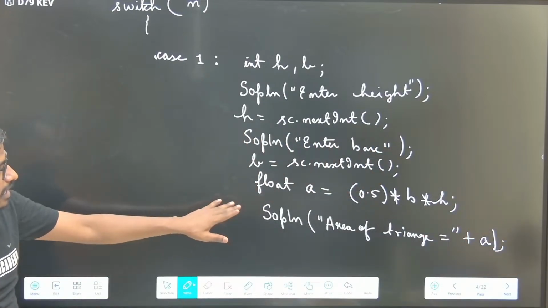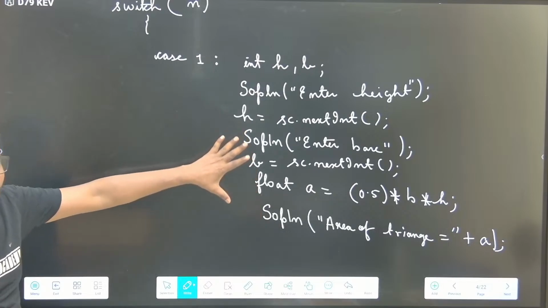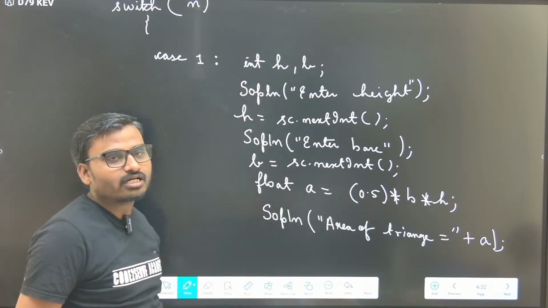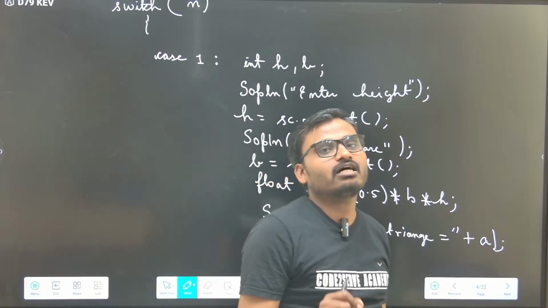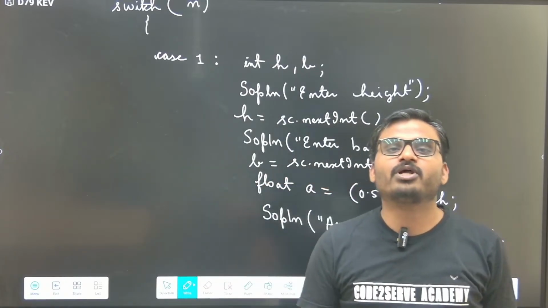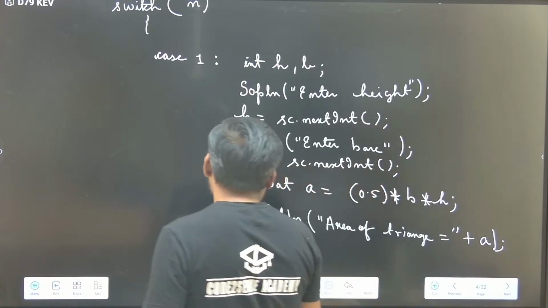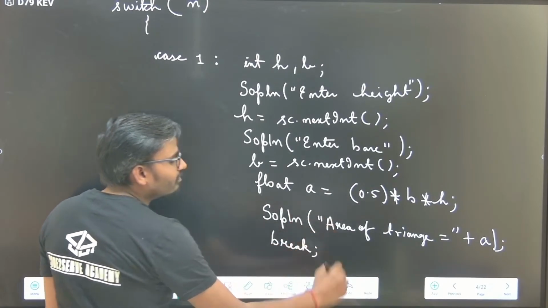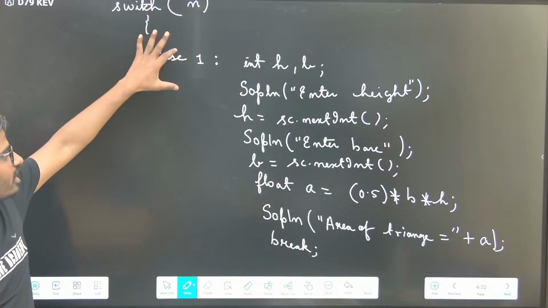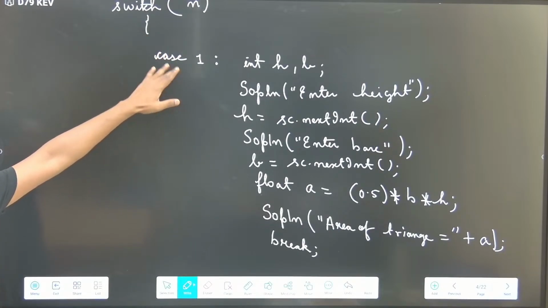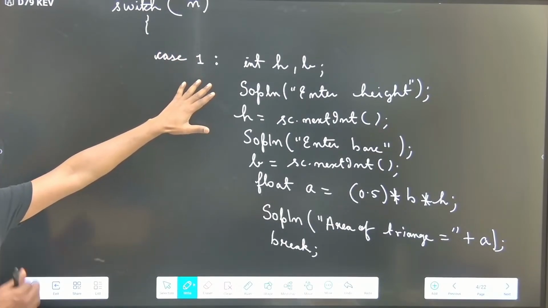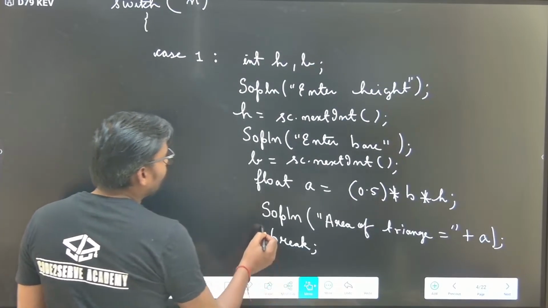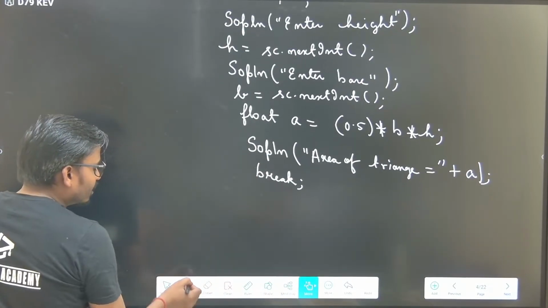All right. Now we have written the complete part. So what I told you, after writing the complete block, you have to write a keyword. That keyword is the break keyword. So at the end, you will write break and then a semicolon. That means if the user entered 1, then only this part will get executed. Case number 2 will not be executed. Got it? So now let's move forward to the second case.